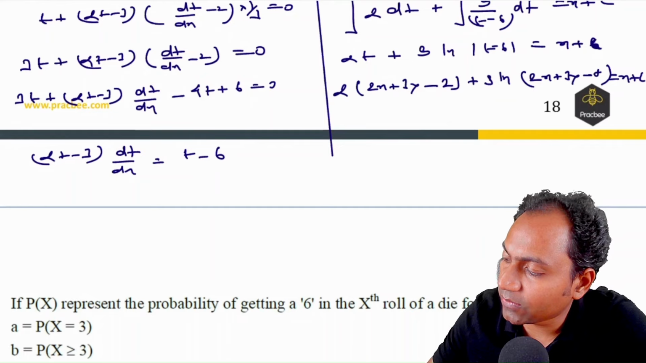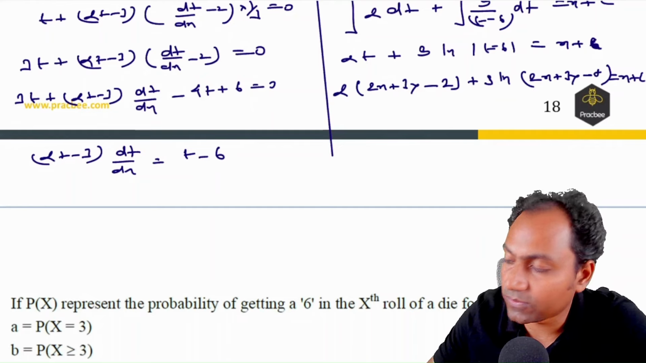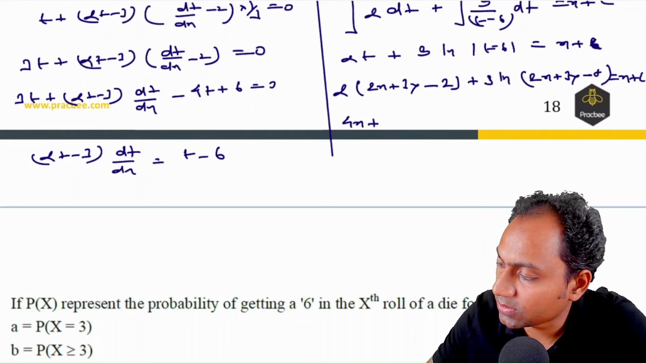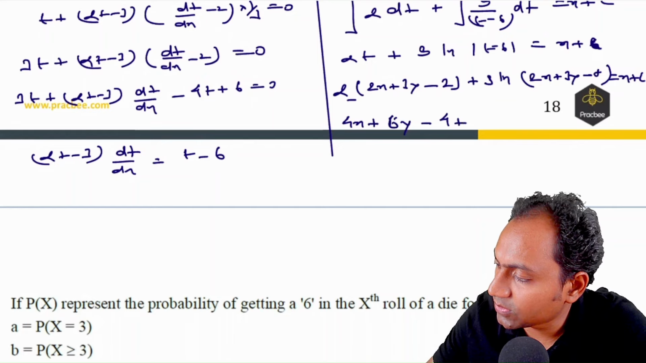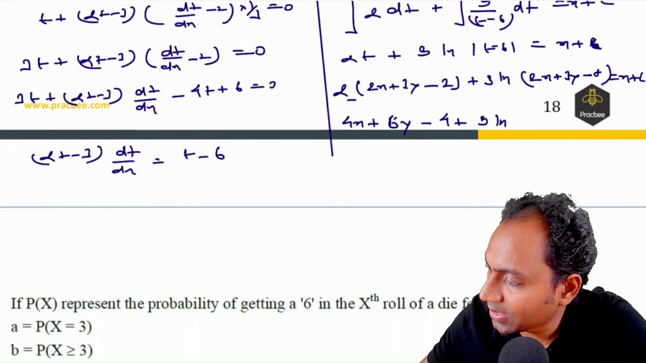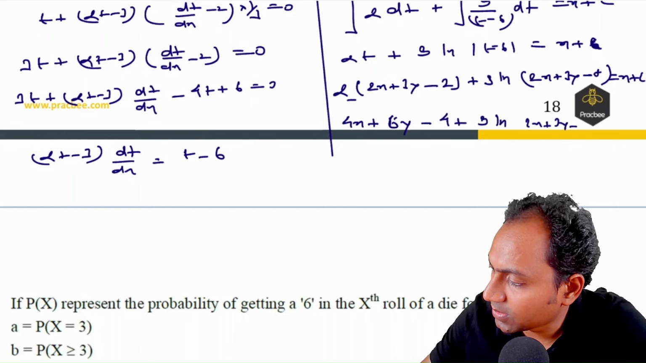Now you can see that what we have got is a very standard kind of situation. This becomes 4x, this becomes 6y, this becomes minus 4. This becomes 9 times ln of 2x plus 3y minus 8 is equal to x plus c.